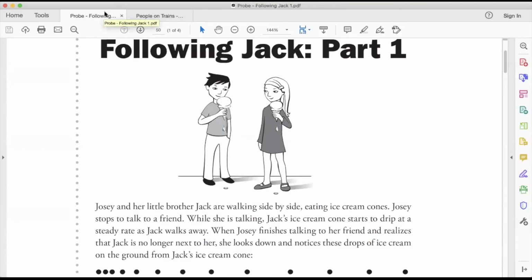As people come in, this is where we're going to start. This is our warm-up, so take a look at this. You got Following Jack Part 1. We'll do Part 2 next class.